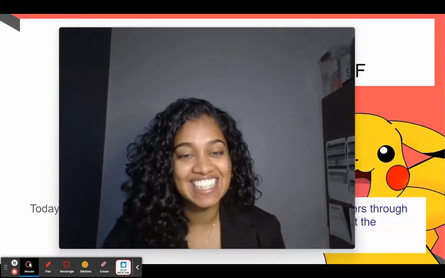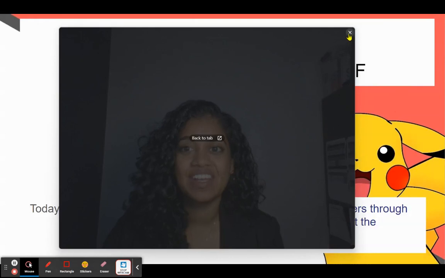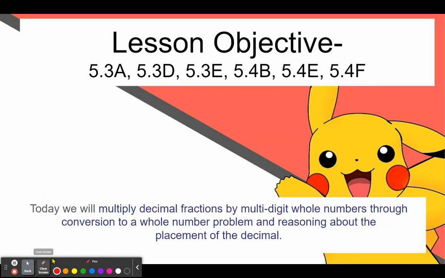Welcome to today's lesson. Let's take a look at today's lesson objective. So our lesson objective for today is we will multiply decimal fractions by multi-digit whole numbers through conversion to a whole number problem and reasoning about the placement of the decimal. The TEKS that we're going to cover today is 5.3a, 5.3d, 5.3e, 5.4b, 5.4e, and 5.4f.